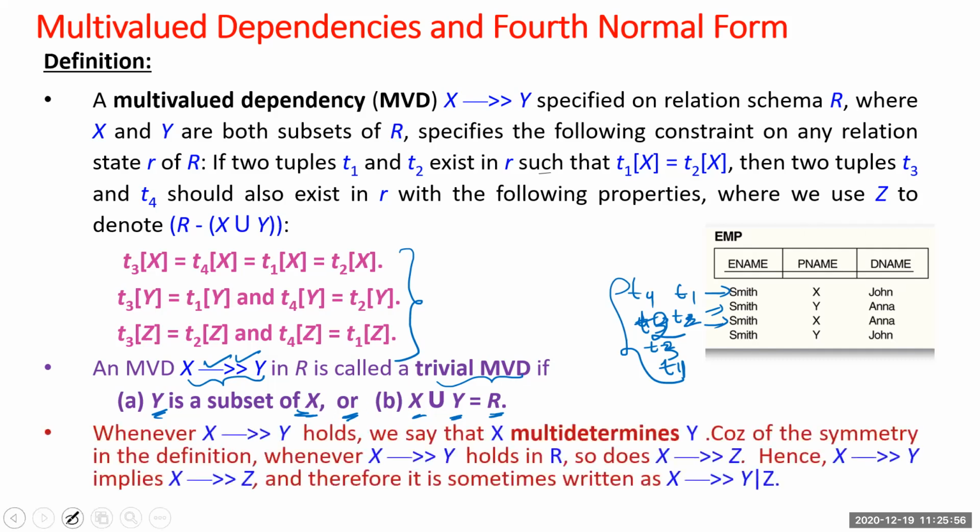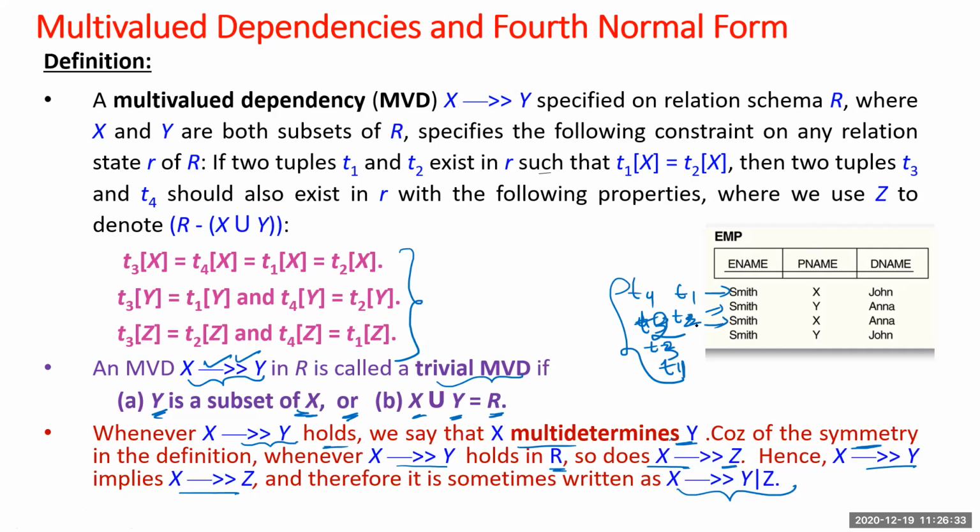Then what should I do? I should decompose it. Whenever x multi-determines y holds, because of the symmetry in the definition, so does x multi-determines z. Hence, x multi-determines y implies x multi-determines z, and therefore sometimes I can write like this: x multi-determines y and z. X actually multi-determines both the attributes y and z. I can write in this way.